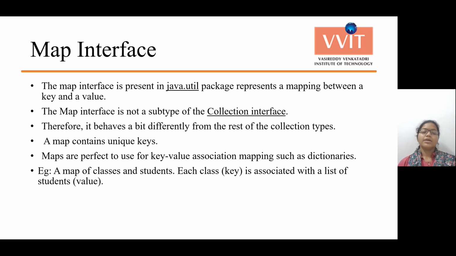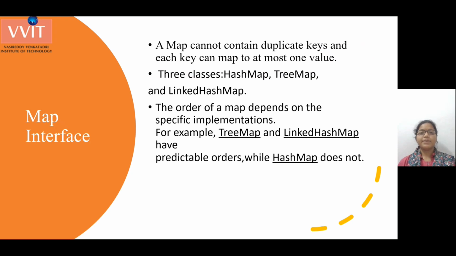Let me give an example. In a college we have many classes and a list of students in each class. So each class is called a key and the list of students in that class is called the value. In this way, a key is associated with a value, and a key cannot be duplicated. That means a key should be unique. Like in a college, two or more classes cannot have the same name, right? In the same way, keys cannot be duplicated, but values can be duplicated.